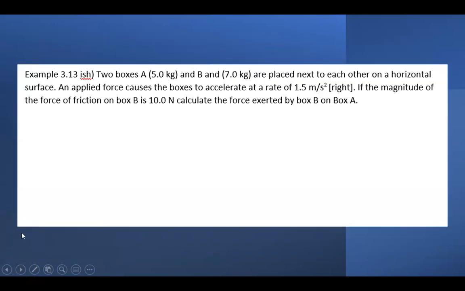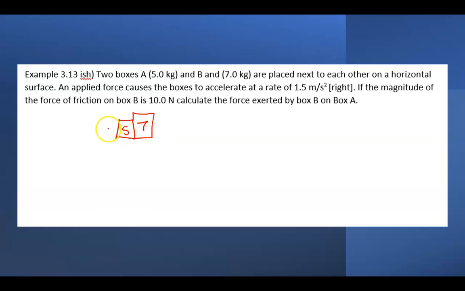All right, so let's take a look at this mathematically. We've got two boxes. One is 5 kilograms and one is 7 kilograms, and they're placed next to each other. So box 5, box 7, this being 5 kilograms, this one being 7 kilograms.